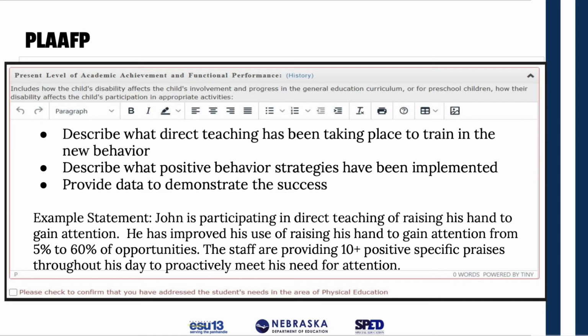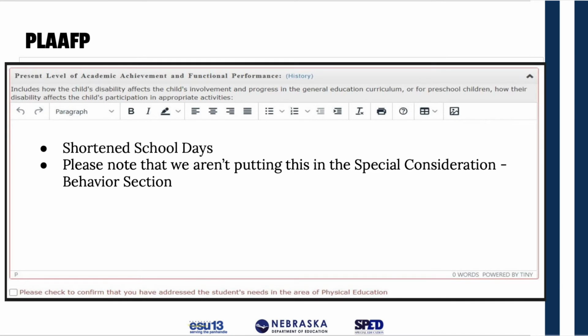In the example, we just wanted to demonstrate that direct teaching is taking place to meet the function. Positive behavior strategies have been implemented to meet the function, and that data is being kept. The PLAF is where you would also address shortened school days. Please notice that we did not put this under special consideration specific to behavior. The shortened school days would be under the PLAF.